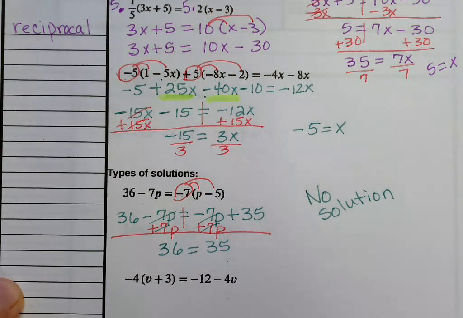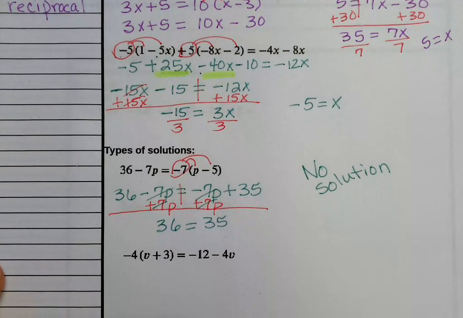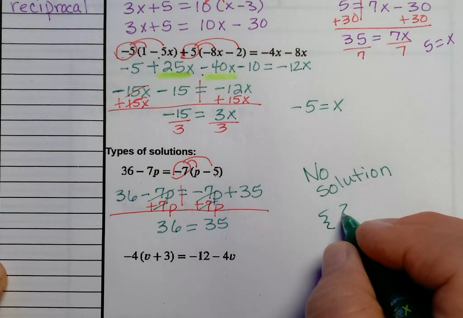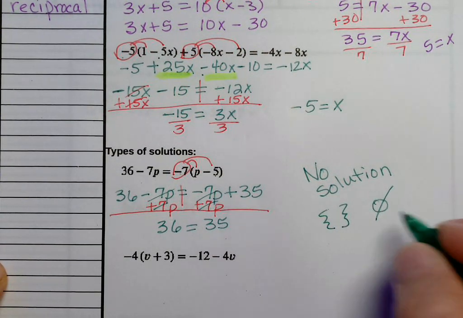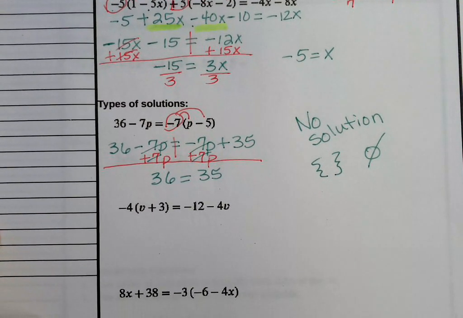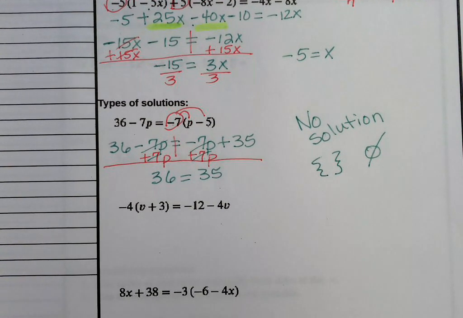So that's the first type of solution, is actually not to get one. It could be called the empty set. It could be called the null set. But there is absolutely no solution. So let's look at the next one.